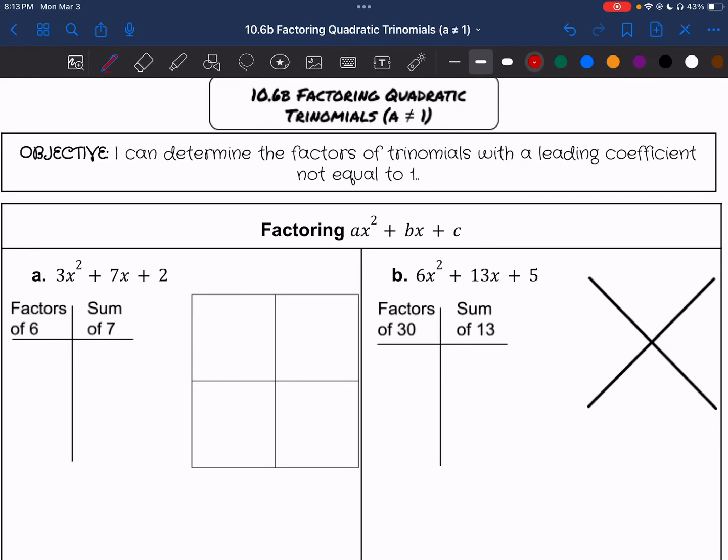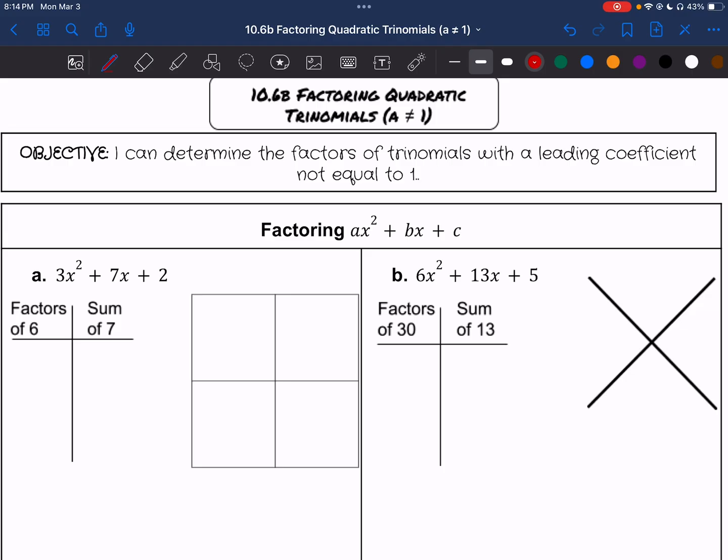Hello and welcome to Module 10.6b, Factoring Quadratic Trinomials when a does not equal 1. Our objective today is that I can determine the factors of trinomials with a leading coefficient not equal to 1.